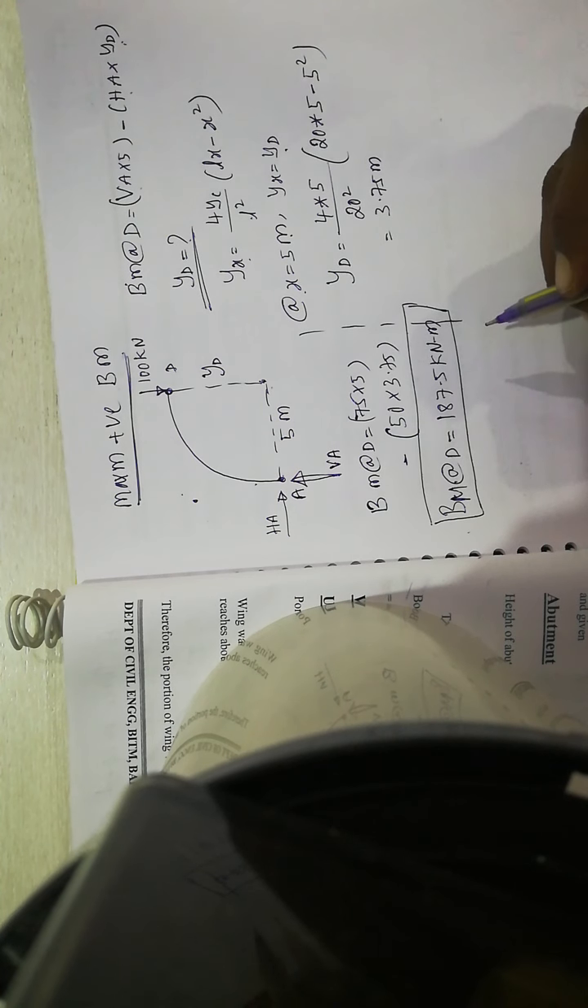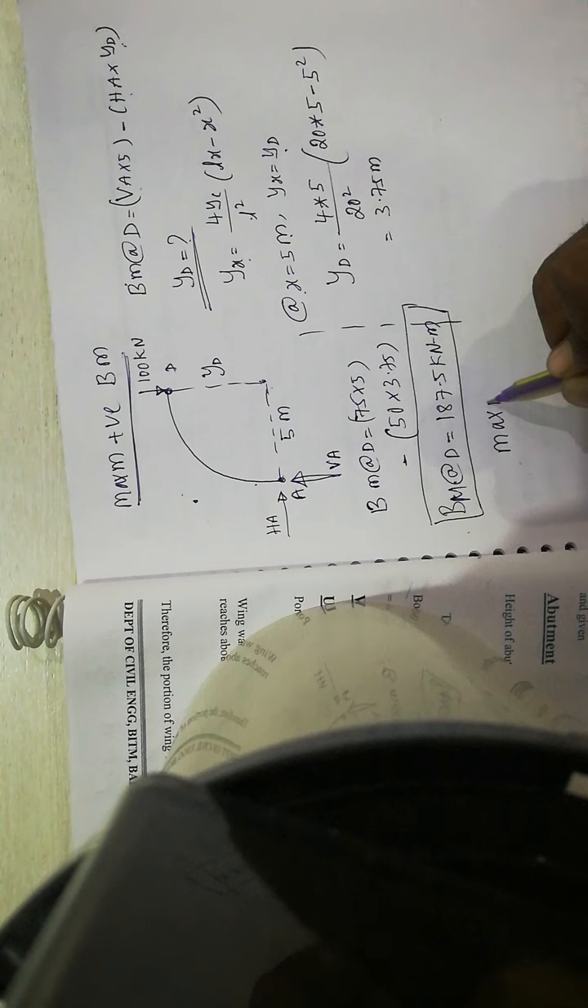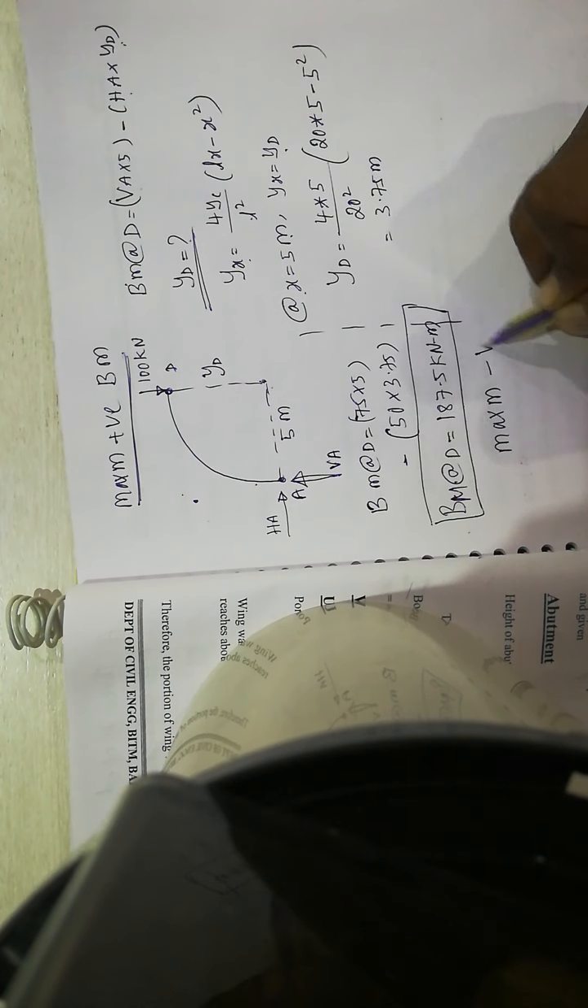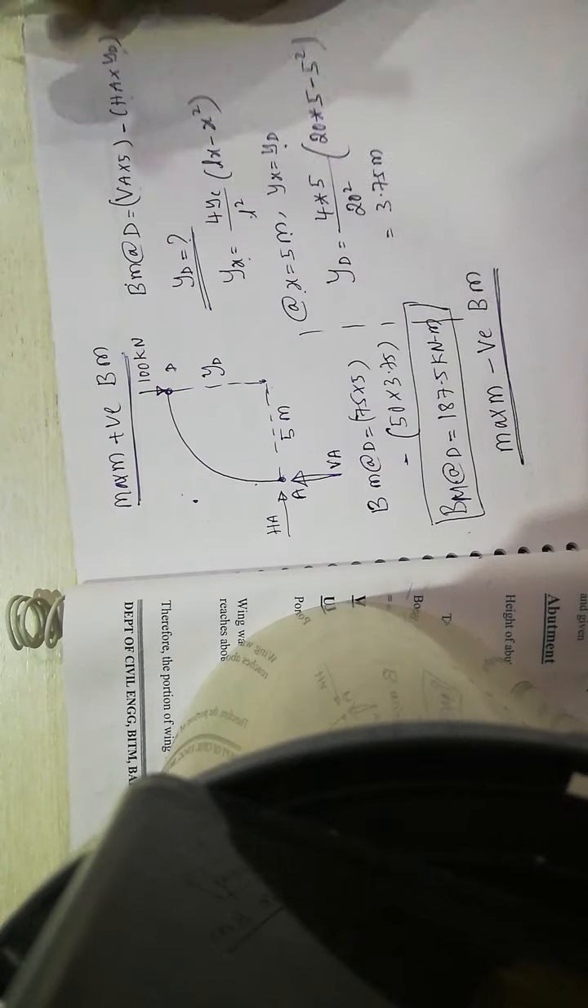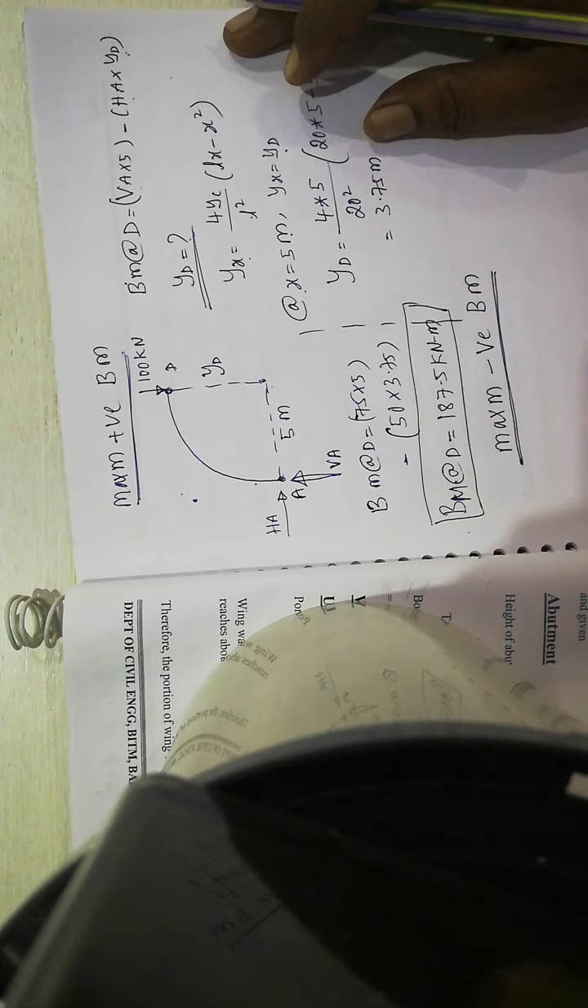Now let us find the maximum negative bending moment. This happens in the unloaded portion, but the question is where exactly this negative bending moment happens, that we shall find. For this reason we shall draw a diagram once again.